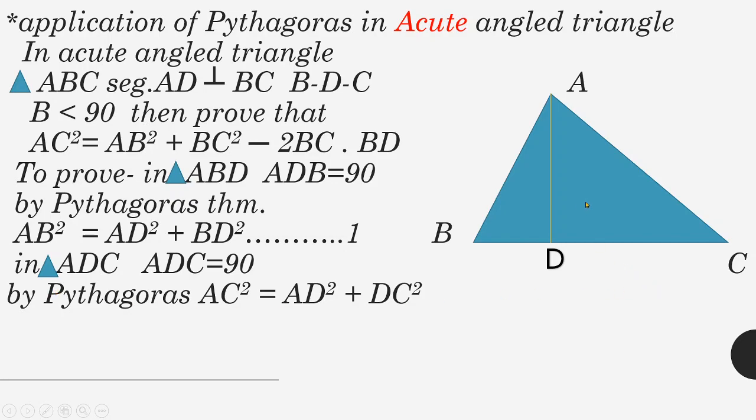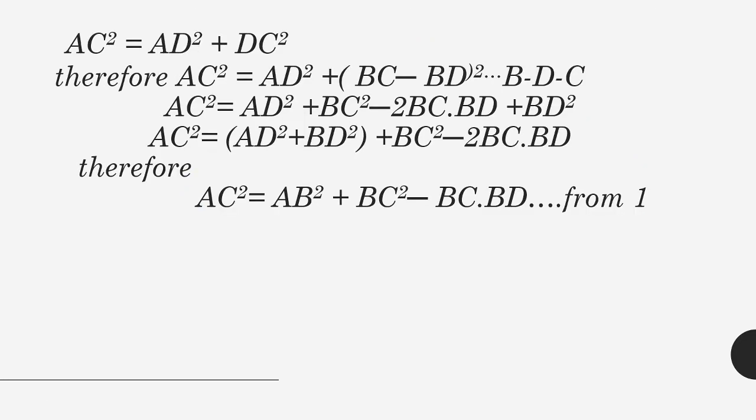Now the second triangle, in triangle ADC, D is 90 degrees. So in this triangle, we can also use Pythagoras theorem. Opposite to D is AC, the hypotenuse. So we can write AC square is equal to AD square plus DC square.